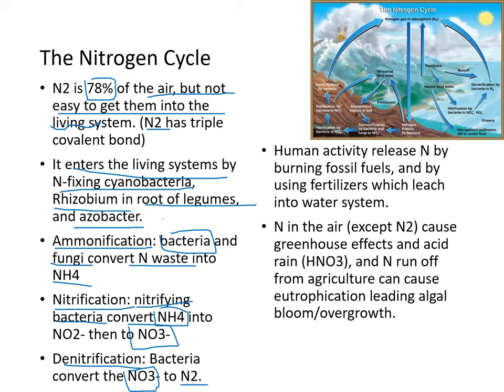Human activities release nitrogen by burning fossil fuels and by using fertilizers that leach into the water system. Nitrogen in the air, except N2, contributes to greenhouse effects and acid rain. And nitrogen runoff from agriculture can cause eutrophication, which leads to algal bloom and overgrowth, which diminishes the oxygen content.